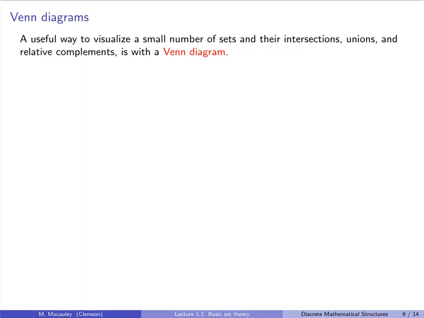Now, as I've already showed you, and I'm sure you've seen elsewhere, a useful way to visualize a small number of sets and their intersections, unions, and relative complements is with the Venn diagram.